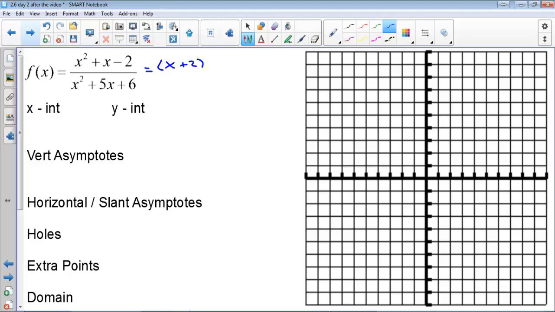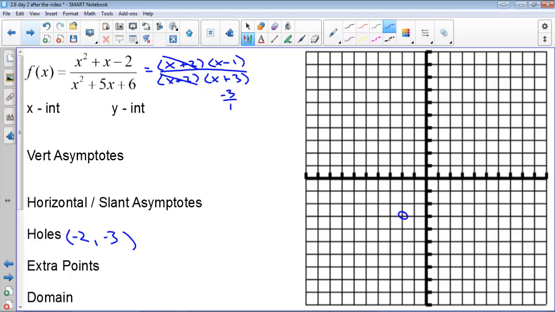X plus 2, x minus 1 over x plus 2, x plus 3. So first step is factor anything we can factor. Cancel, cancel. That means we have a hole at -2. The hole is at -2 comma something. We plug negative 2 back into what remains, which gives us -3 over 1. So -3. We have a hole at -2, -3.